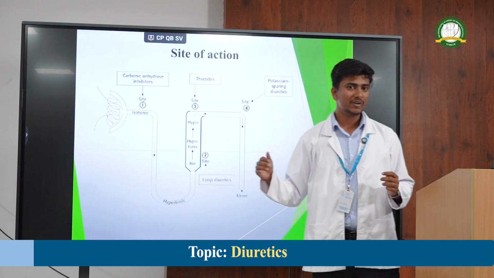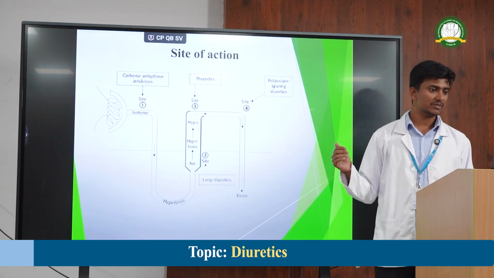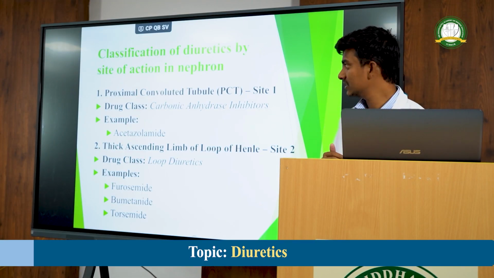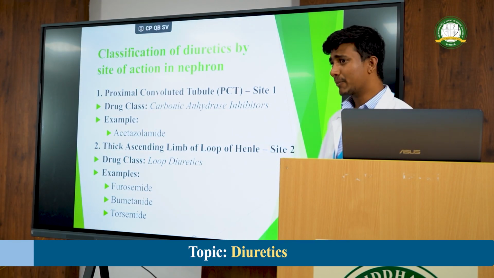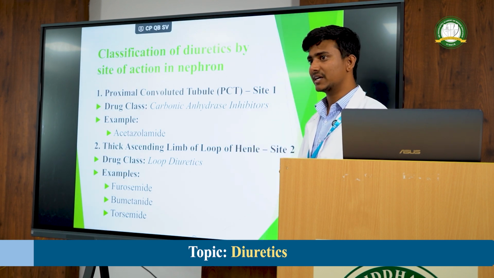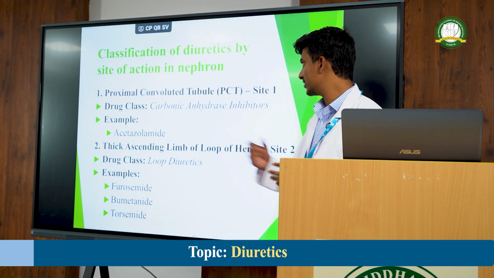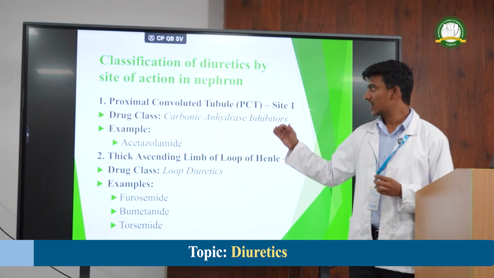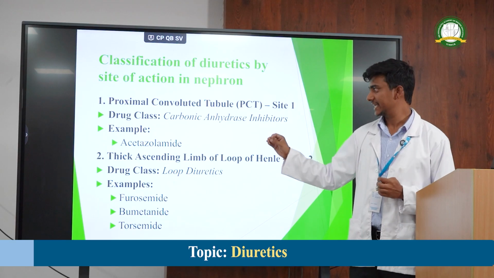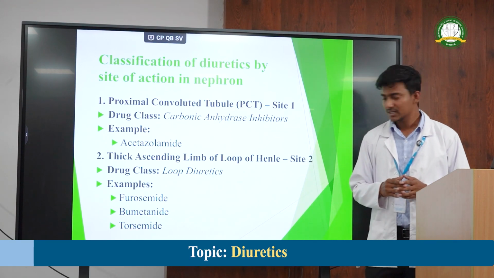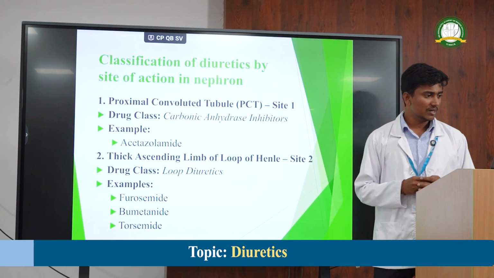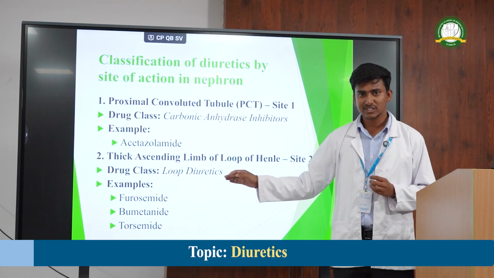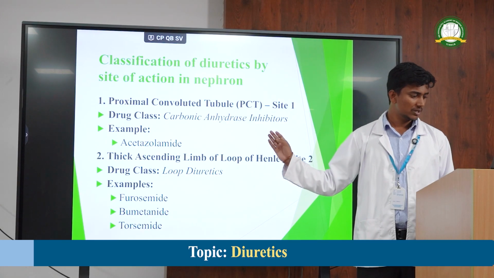Next, we will move into the classification of diuretics by their site of action in the nephron. First is the proximal convoluted tubule, PCT. This is called site 1. Drug classes like carbonic anhydrase inhibitors mainly act here. Example is acetazolamide. Next is the thick ascending limb of the loop of Henle. This is site 2. Mainly our loop diuretics act here. Examples are furosemide and torsemide.